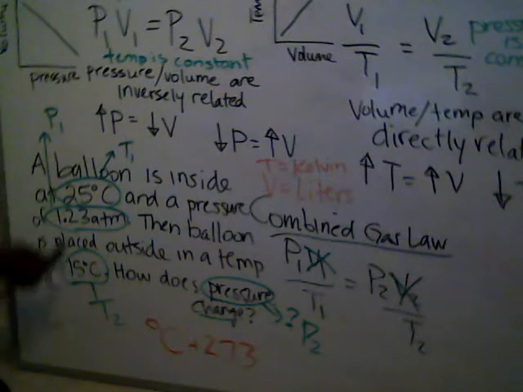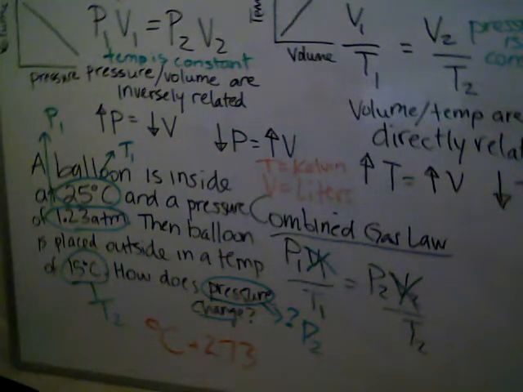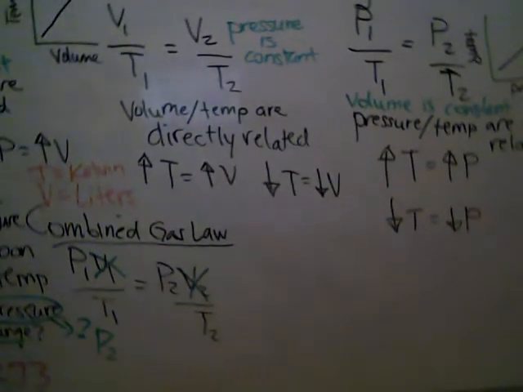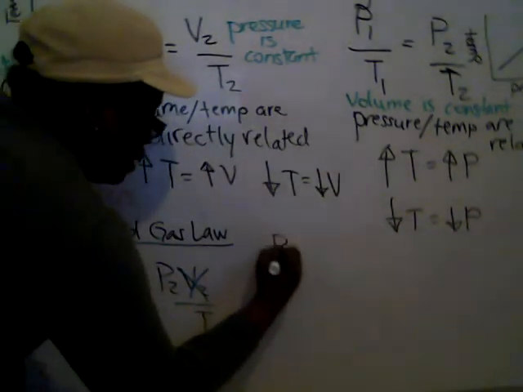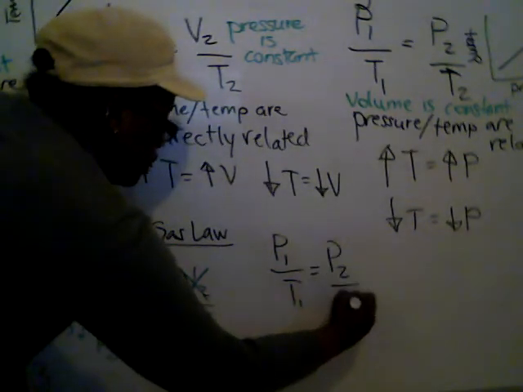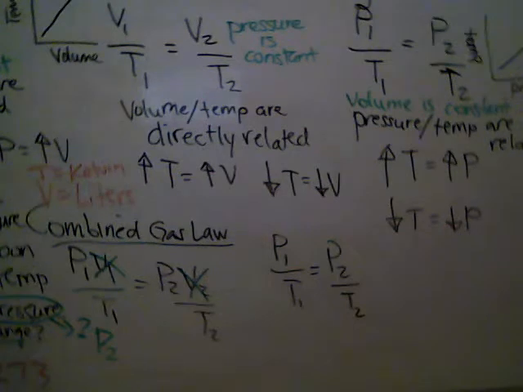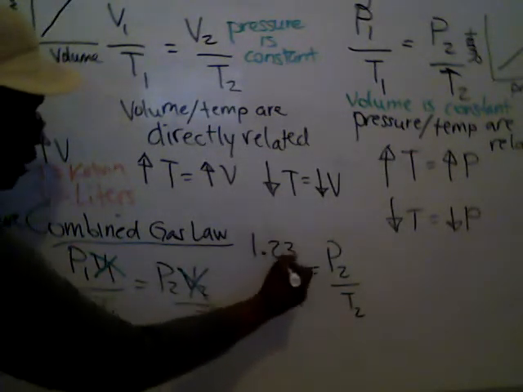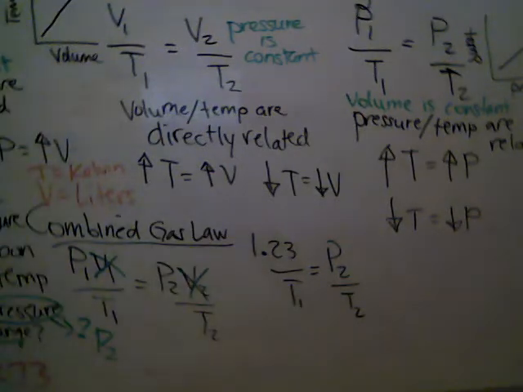So let's actually plug these numbers into the equation. So I'm going to shift over here. We said that all we had was pressure and temperature information. So we're using the equation P1 over T1 equals P2 over T2. Now we have our pressure. Our initial pressure was 1.23. So I'm going to erase this and put in what we have. We have 1.23. Our final pressure we don't know, so we'll keep the P2 in the equation.